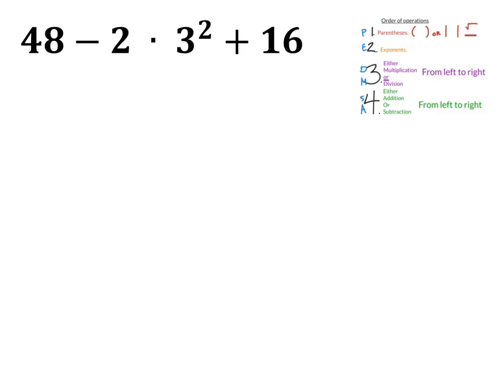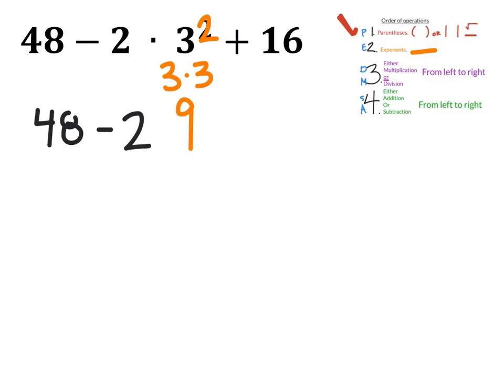So same thing on this one. I don't see any parentheses on this one, so we're going to check that off. I do see exponents right here, the 2. Now that would be 3 times 3, which is 9. Now again, not everyone does this, but I like to show the rest of the problem as we work through it. So I got 48 minus 2 times 9 plus 16. Now I don't see any other exponents in this problem, so it checks off that one.